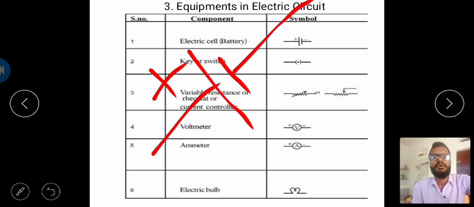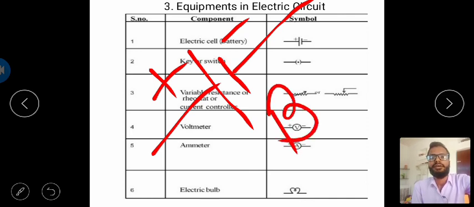The long pole will always be the positive side, and the small pole will be the negative side. So this is the symbol of a battery. It means it will provide the supply in the circuit.